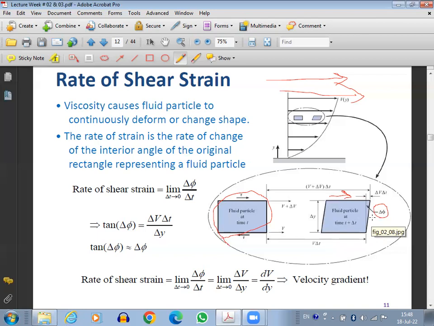So the rate of change of this angular deformation is important here, which will be the rate of change of shear strain, which is del phi by del t, because it's continuous deformation. The fluid is continuously moving. It's not being stopped. In the case of solids, you apply the force, there is a little deformation, then you stop the force, it stops. Here, there is a continuous deformation. Deformation is not stopping. So the fluid is flowing. So we are talking about rate of shear strain, which will be del phi by del t.